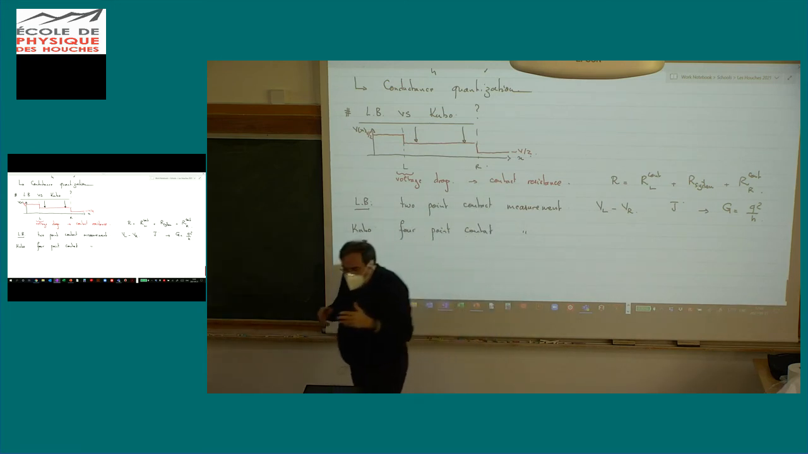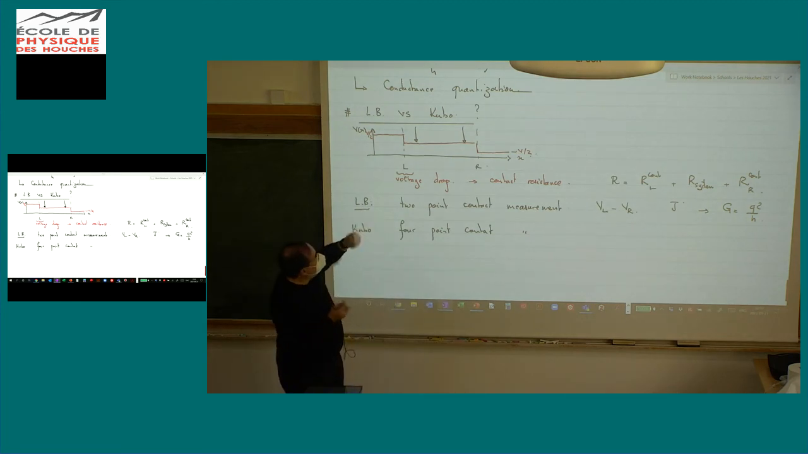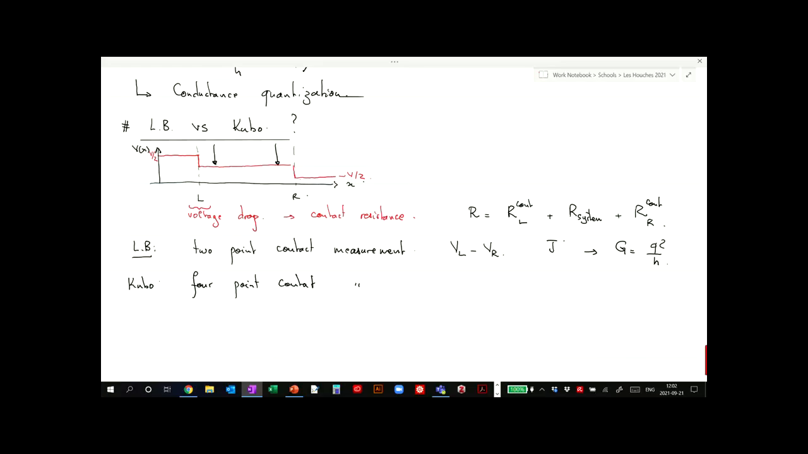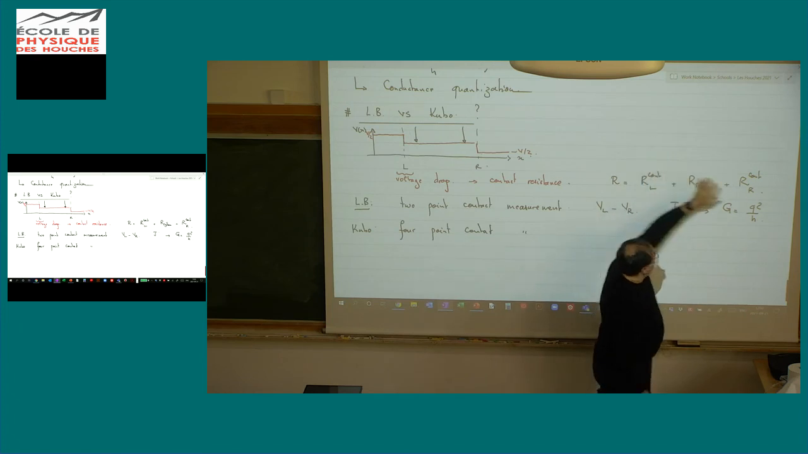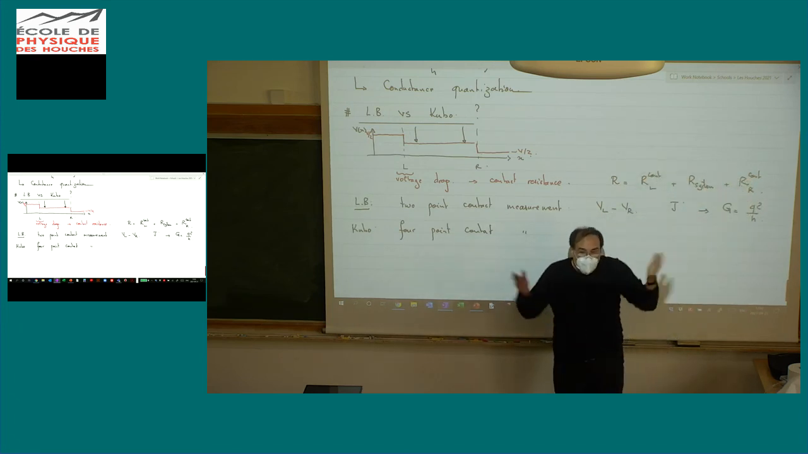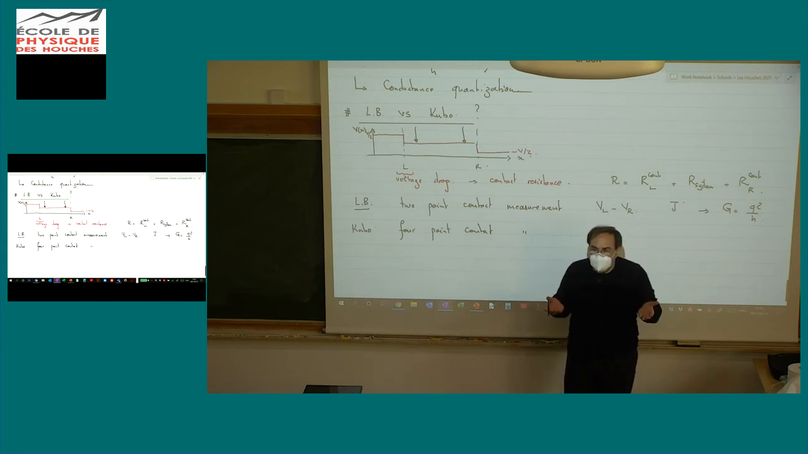And of course, perfectly transmitting systems are peculiar enough that it makes a difference: all the resistance is contained in the contact resistance. If you had a diffusive system, this resistance would be proportional to the length of the system. And for a long system, it would simply dominate completely. And then you can forget about the contact resistance. And when you divide by the length, you would get the same result.